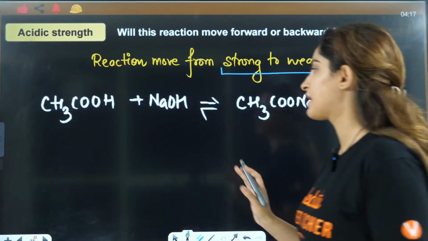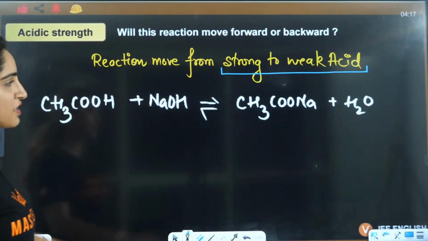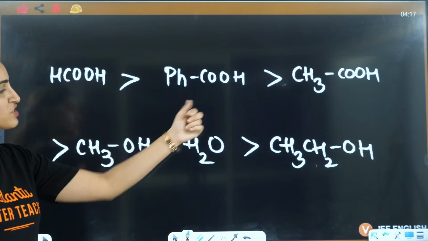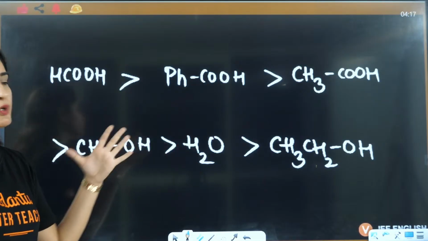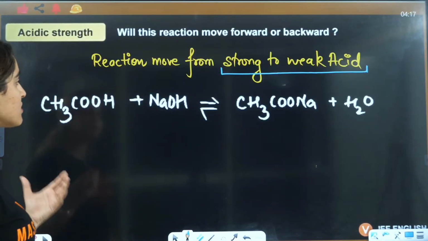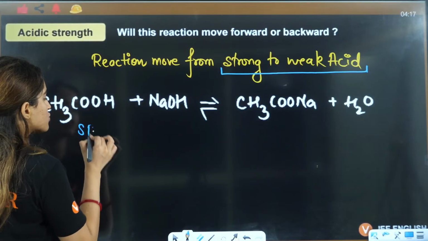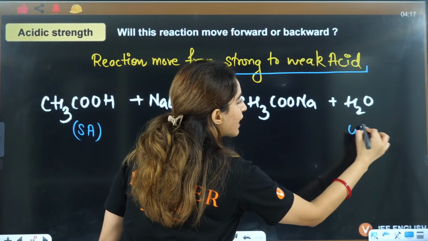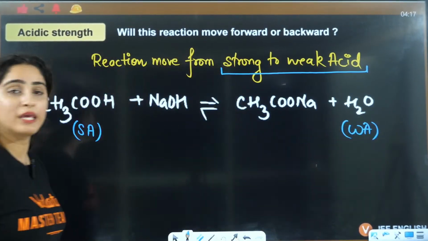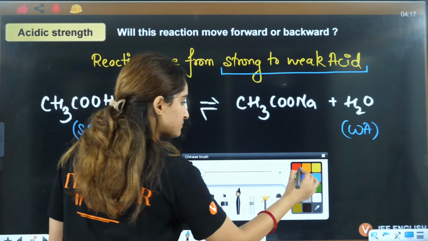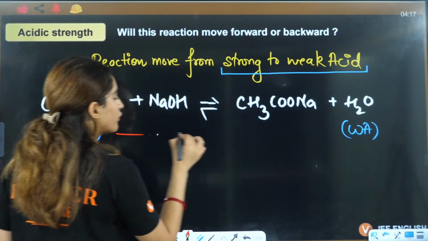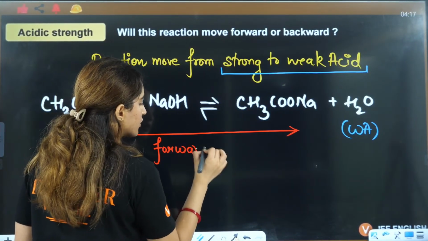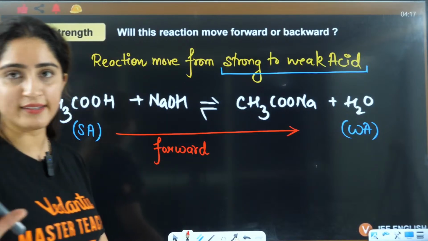Let's see how. So here you have CH3COOH and here you have H2O. If you see this here, CH3COOH is a stronger acid as compared to H2O. So you can just write here, it is a strong acid. This is a weak acid. Water is a weak acid as compared to that. So here what will happen? From strong acid to weak acid it will go. That means the reaction will be forward. Now that is a thing that you need to learn.